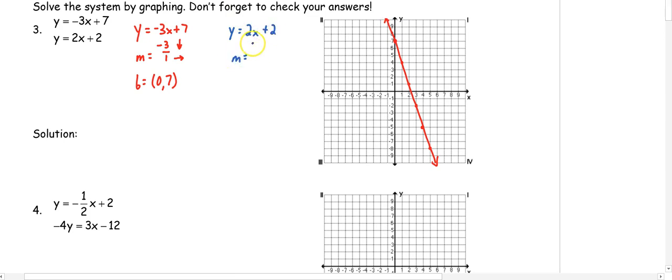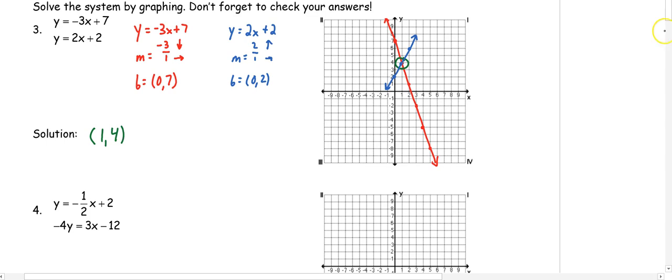In the second equation, I have y equals 2x plus 2. Here my slope is 2 over 1, and my b value is 0, 2. I'm going to go to 0, 2 on the y-axis, and use my slope, up 2, right 1. I see an intersection point, so I'm going to go one more dot so I can get a good picture of my lines crossing. Remember that your solution is always where they intersect, so the point is 1, 4. You can always double check your answer by putting it in the equations to make sure they are true.